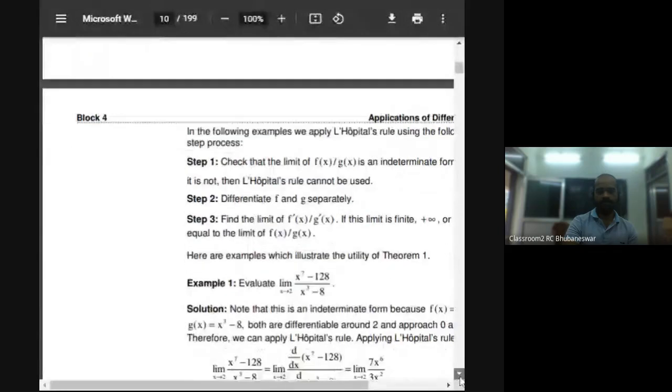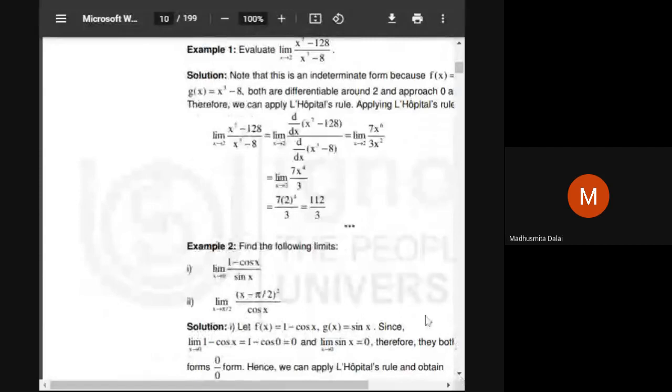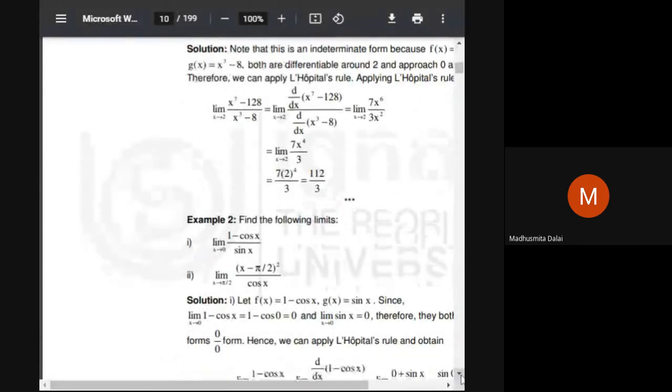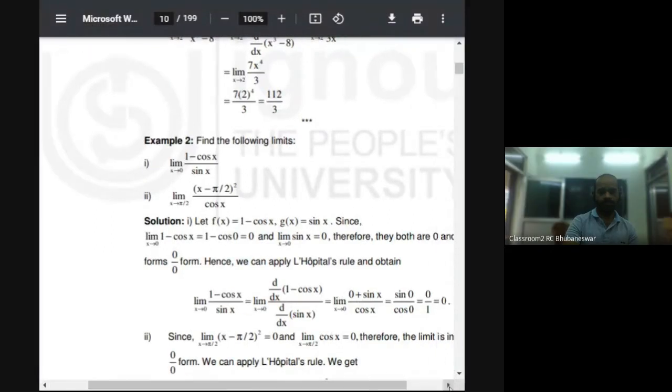And then very simply we can calculate the derivative of the numerator as well as the derivative of the denominator. So here the calculation will be very simple. I'm going to share it. Can you see now the PDF page? Now look at the first example.